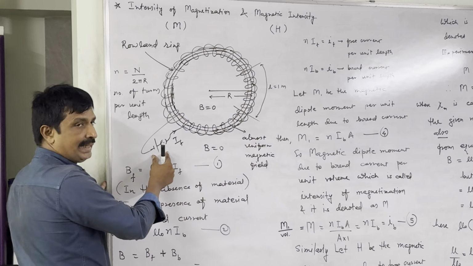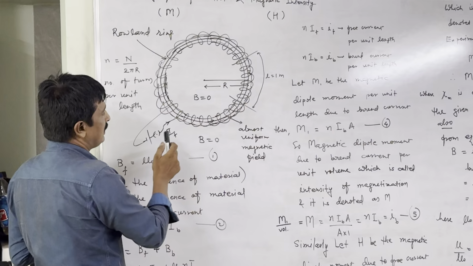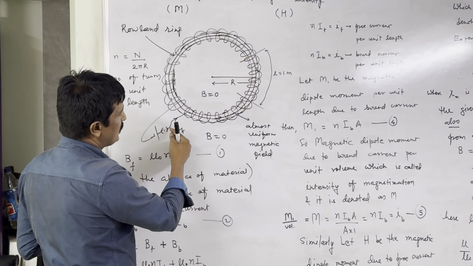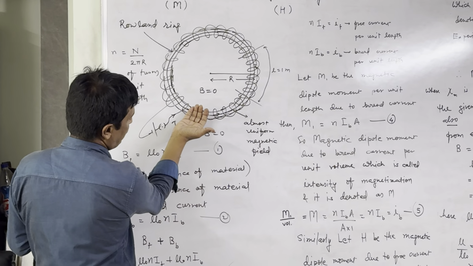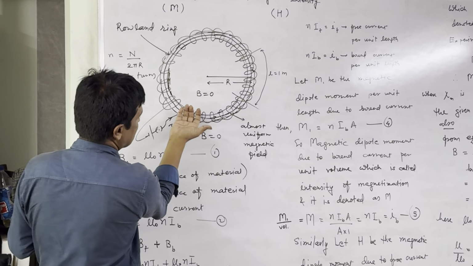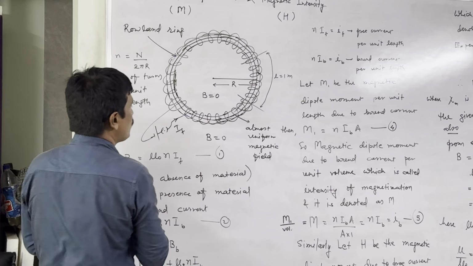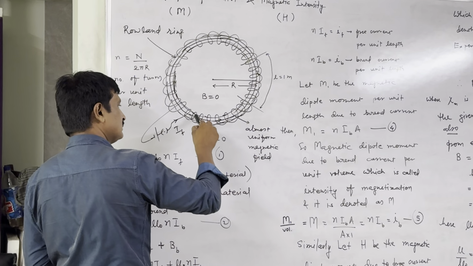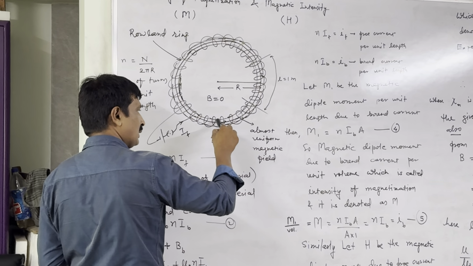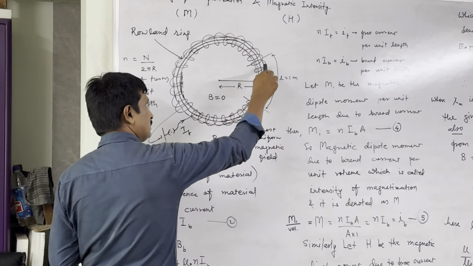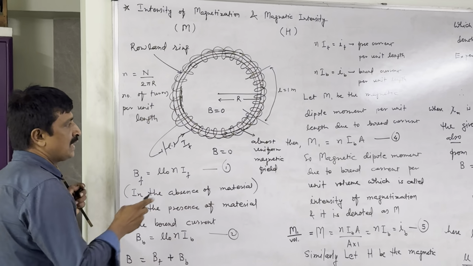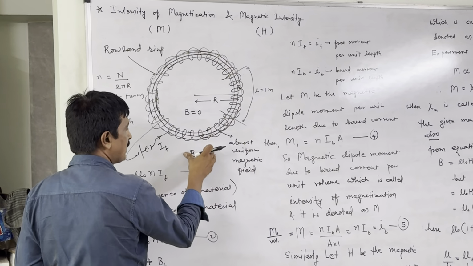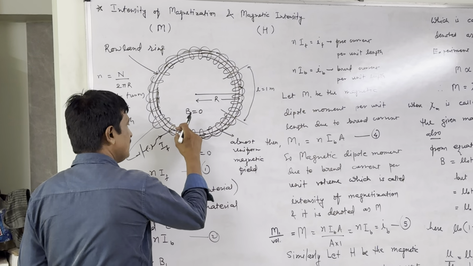We have connected a battery having V volt. This one is free current because we can adjust it at our will. Suppose current is this way. So the magnetic field is inside the ring, inside the material. But if the turns are perfectly circular, there is no leakage of magnetic field. So outside, the magnetic field is 0, here 0, and the field is in this region only.